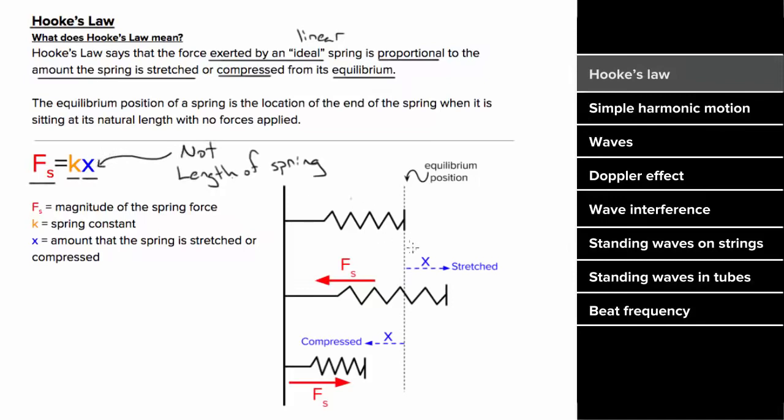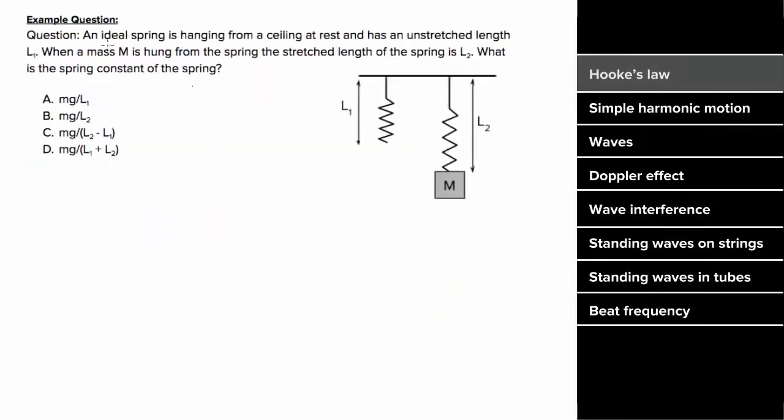The x is how much that spring has been stretched or compressed from the equilibrium position, or the unstretched position. So what does an example problem involving Hooke's law look like? Let's say an ideal spring is hanging from the ceiling at rest and it has an unstretched length L1. And then you hang a mass M from the spring at rest and it stretches the spring to a length L2. What is an expression for the spring constant of the spring?